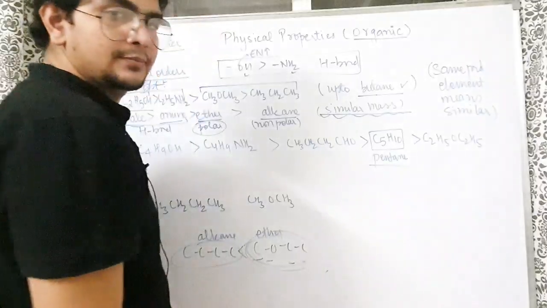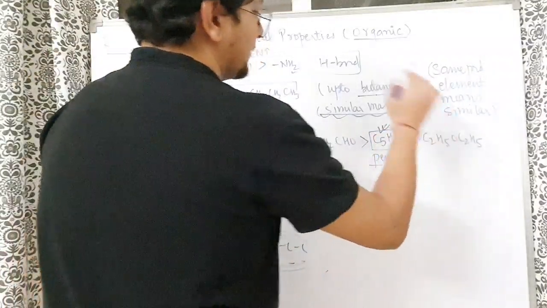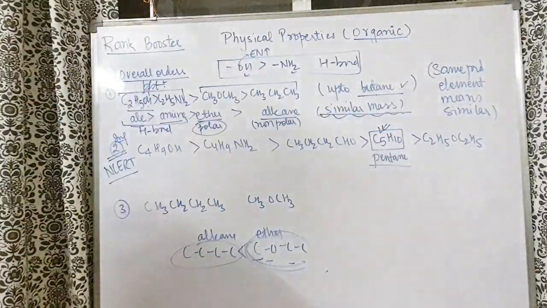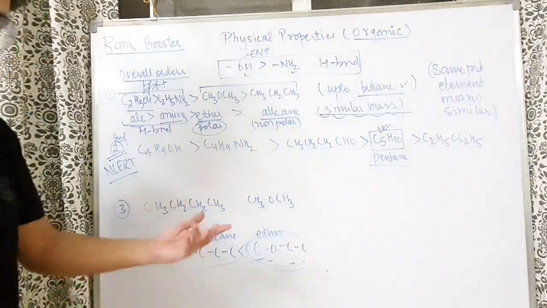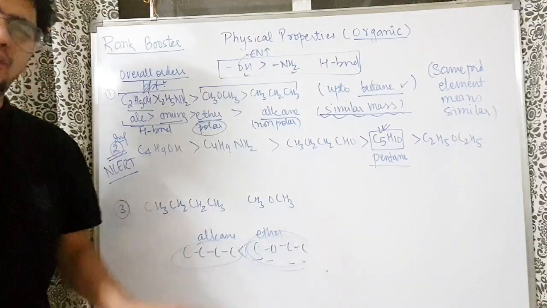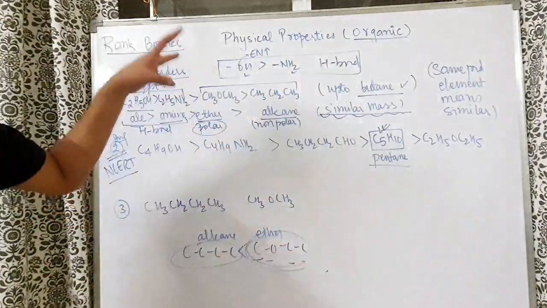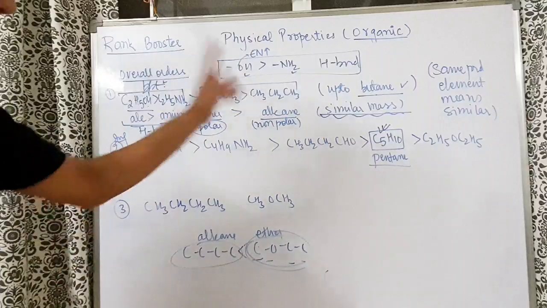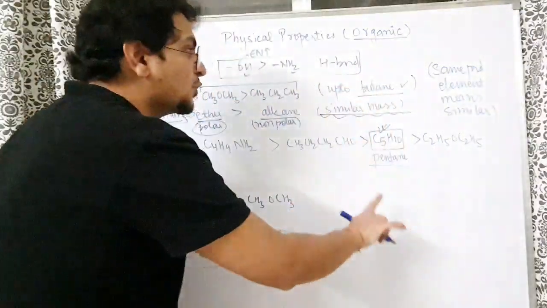Pentane onwards, alkane starts winning. This will happen with hexane, heptane also, but that is none of your concern. Hexane, heptane also, this happens, but that is not your concern. Your concern is up to pentane only, what is relevant for NEET and JEE. So understand, up to butane.